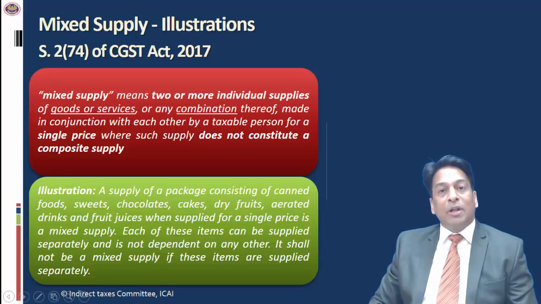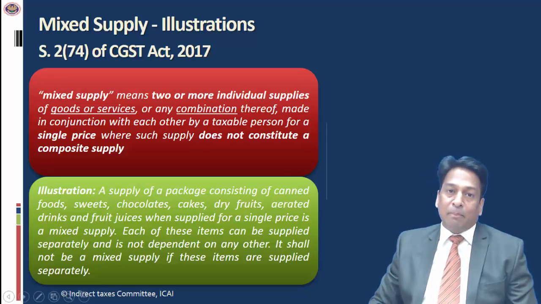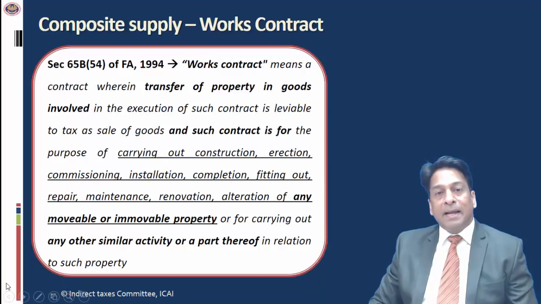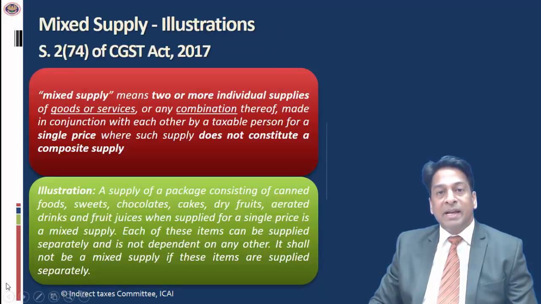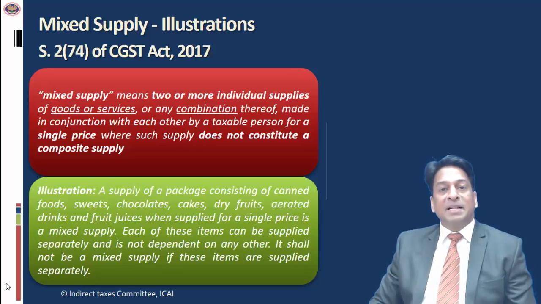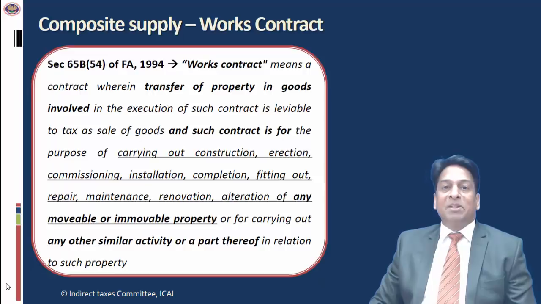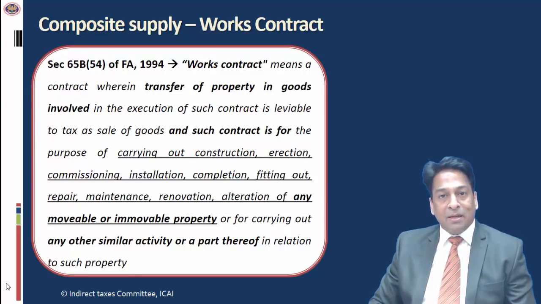Having said that, I would like to highlight one important parameter. We know works contract, right? Before coming to works contract, when I'm referring to two or more supplies, that can be either composite supply or mixed supply. The possible combination could be goods plus goods, or goods plus services, or service plus services, right? But in case of works contract, you know there's the material and there are the services, right? Two or more supplies clubbed together.